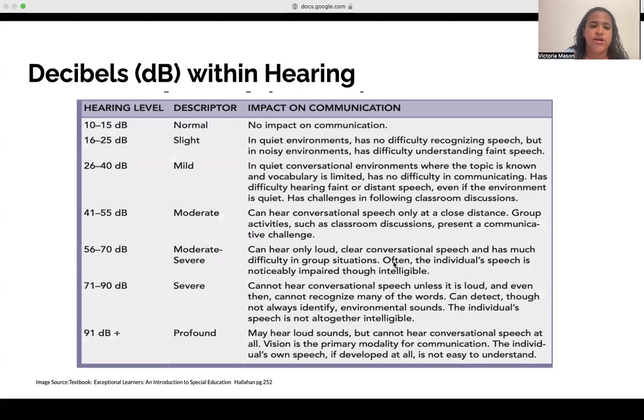So if we look at this chart, it shows the different decibels and the requirement that it takes to hear each individual sound, according to the last assessment that we discussed. At mild is when an individual's education, academics, and learning may start to be affected from having difficulties in classroom discussions, not being able to hear classmates or understand conversations, whether in a loud or quiet setting, and the effect that it has on the individual's speech and if it's intelligible or not.